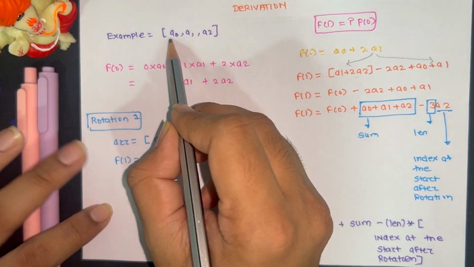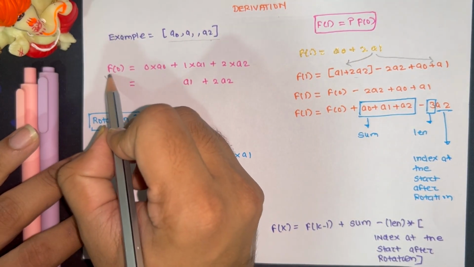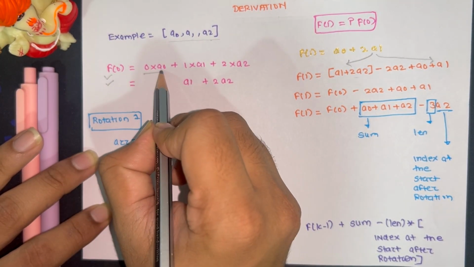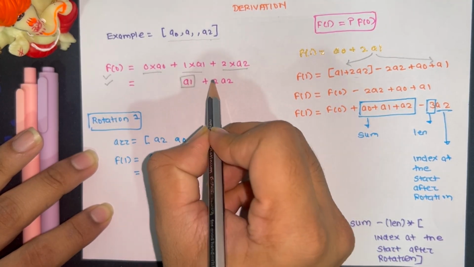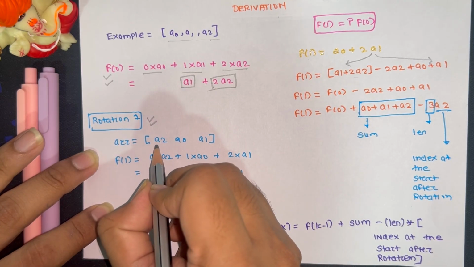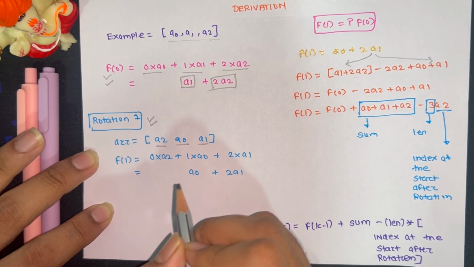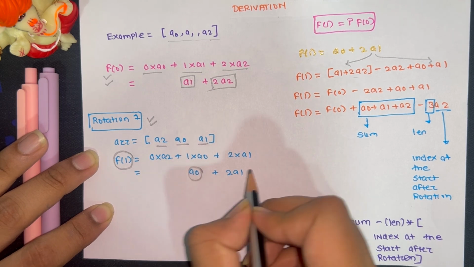We have taken an example array a0, a1, a2. Let's calculate f of 0 for this. 0 into a0 plus 1 into a1 plus 2 into a2, which gives us a1 plus 2a2. Now after one right rotation, the array will become a2, a0, a1. If we calculate f of 1 for this, we get a0 plus 2a1.